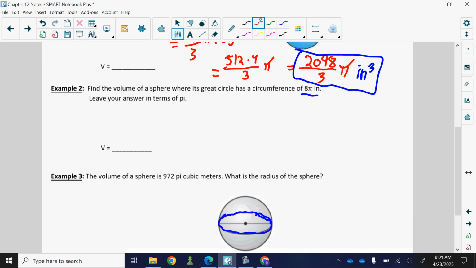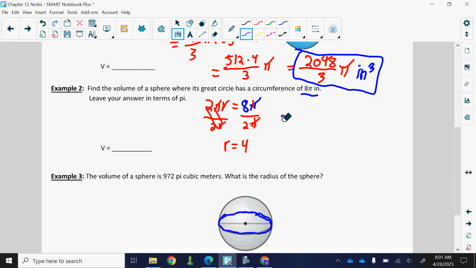So since the great circle has the same radius as the sphere, and it's telling us that the great circle has a circumference of 8 pi, circumference is 2 pi r, okay, and in our case that equals 8 pi. So divide both sides by 2 pi. Okay, so our radius is simply 4.